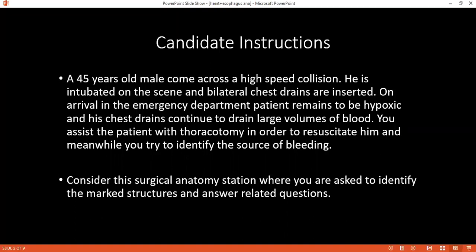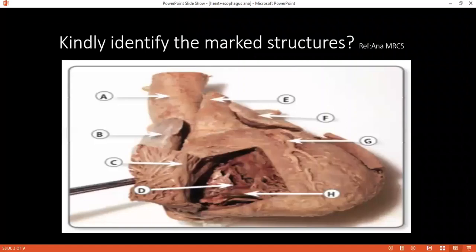Right, so if you have read and understood, kindly tell me, what are you looking at? This is a gross specimen of heart. And B is auricle of right atrium.